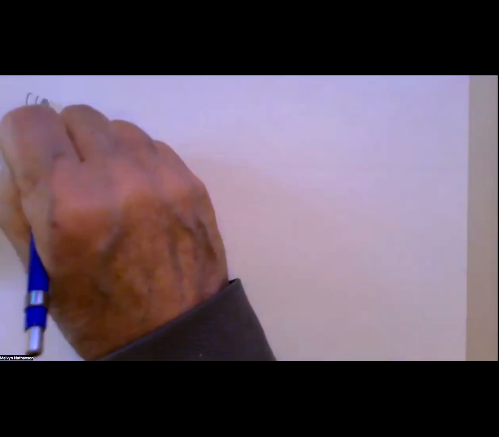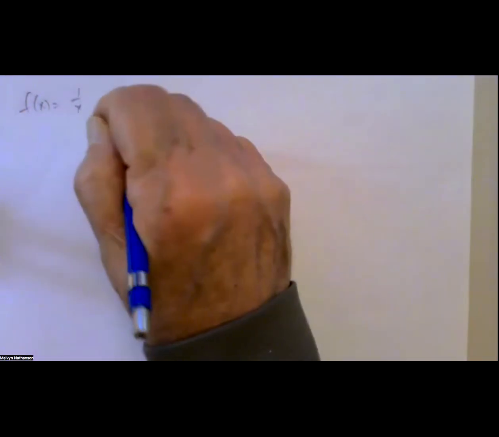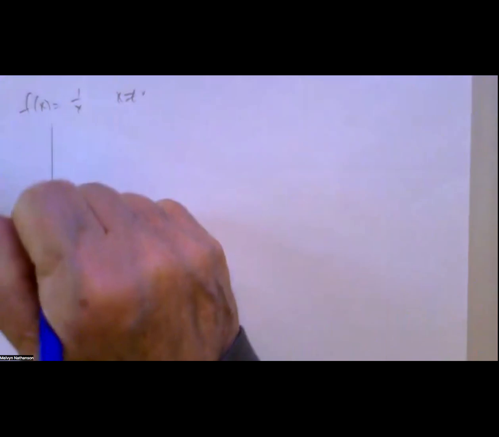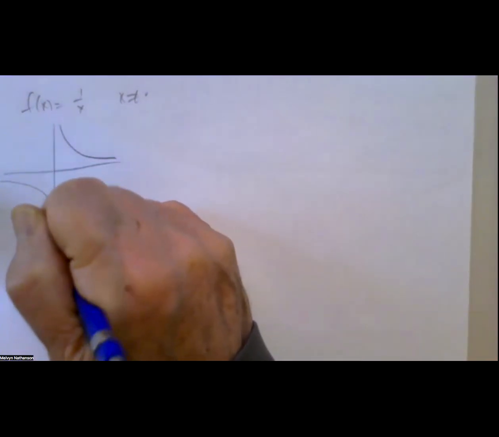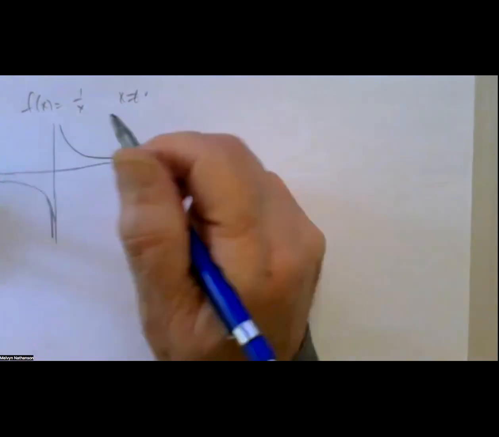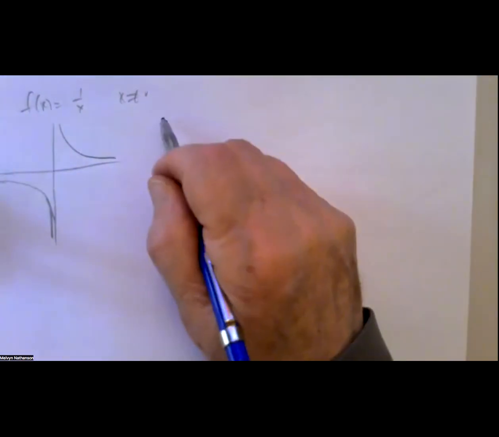Let me do one more example, and then I think I'll quit for the day, because learning the derivative is hard. Suppose I take the function f of x equal to 1 over x, for x different from 0. So this is a hyperbola that looks like that.